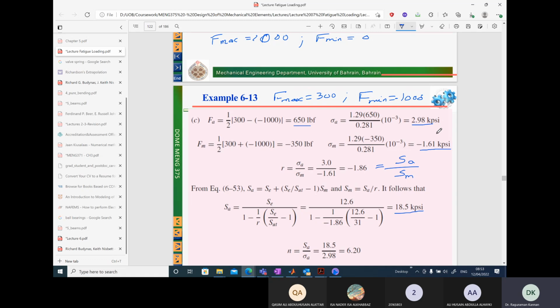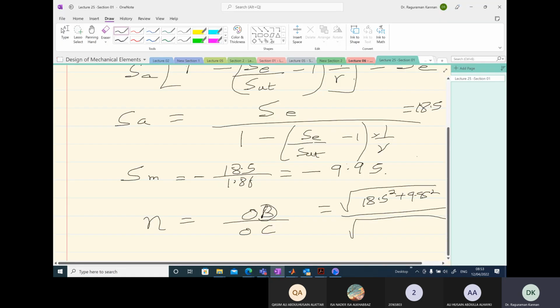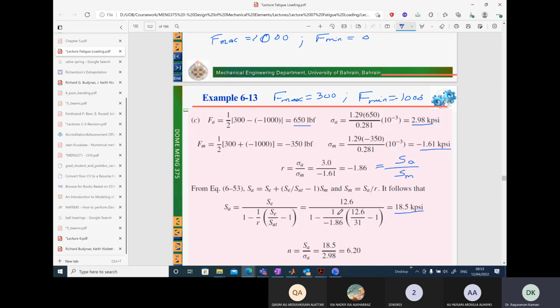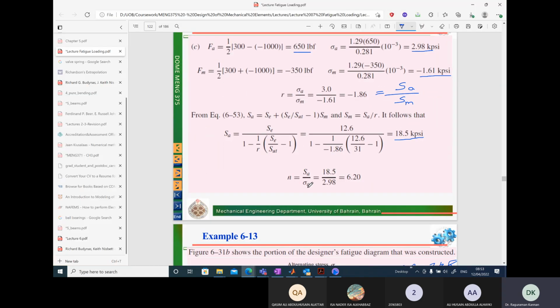What do we have here? Sigma A and sigma M values 2.98 and 1.61. 0.61 square. So if you do that, you will see that you get the same factor of safety value. Now, why have they written SA and sigma A here? Because R will factor out and you will be left with SA and SM values.